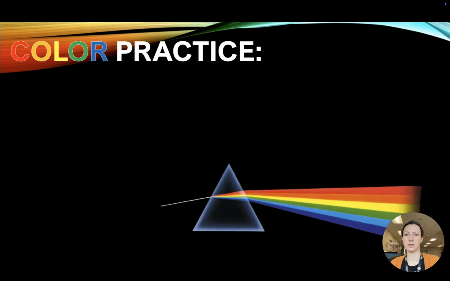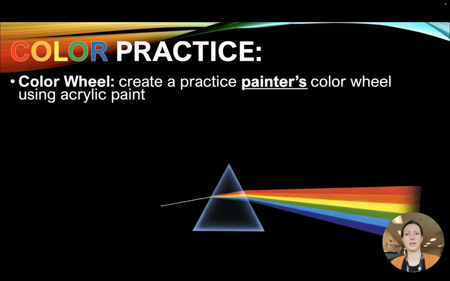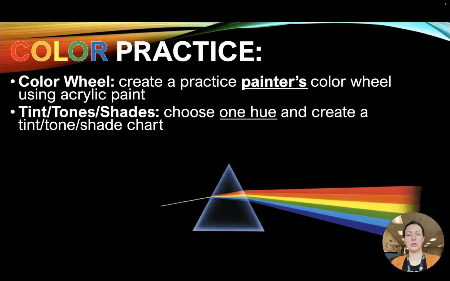So for our practice, we're going to practice creating a painter's color wheel using acrylic paint. Then you're going to pick one hue, one color, and then you're going to create a tint, tone, shade chart. So you're going to practice adding white, adding gray, adding black, and then stretching out those values so you have a nice value scale.